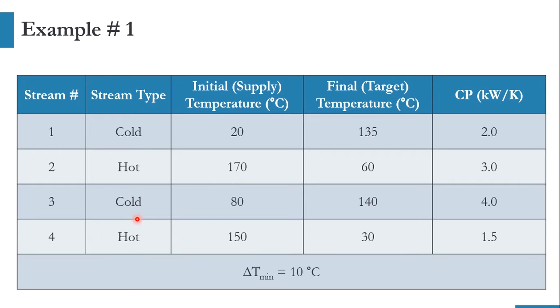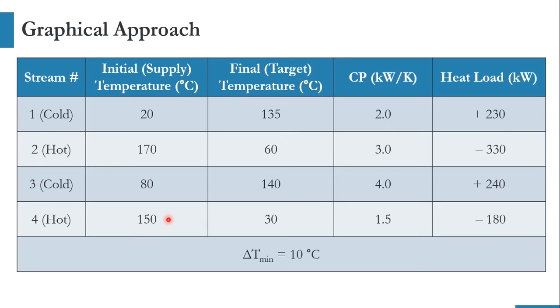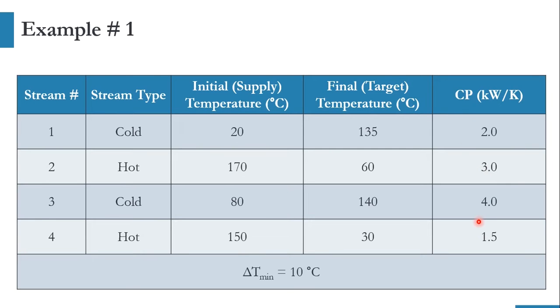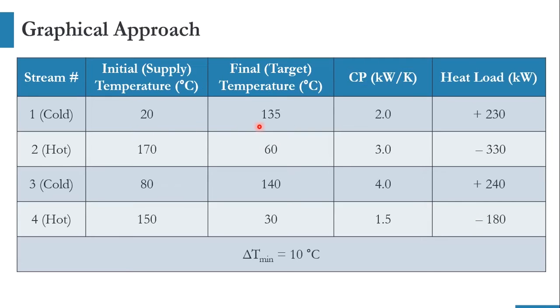Earlier, it was very straightforward. We have to draw the two lines and adjust these. But now, for this system, we have two hot streams and two cold streams. So, how can we draw it? First, we need to see it, and we will calculate the heat load. In the previous slide there was no heat load calculation. But now there is a heat load calculation, 230 kilowatt heat load over here, 330, 240 and 180.